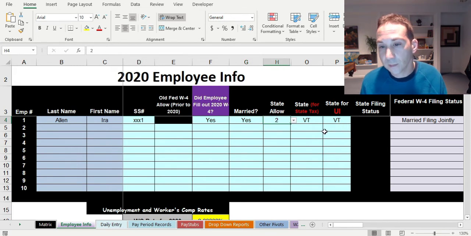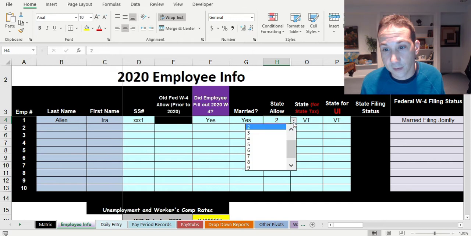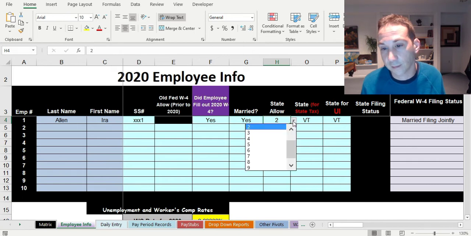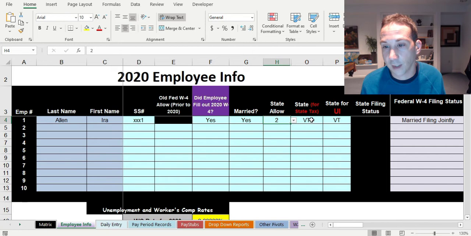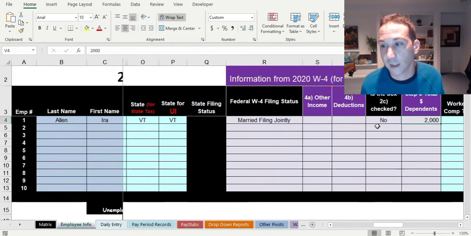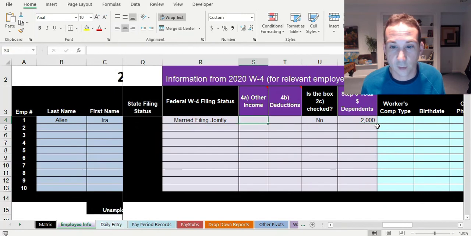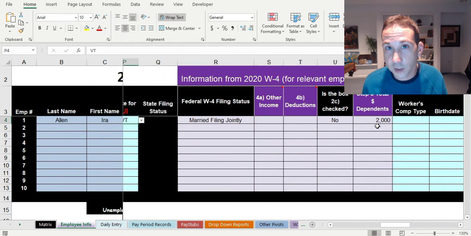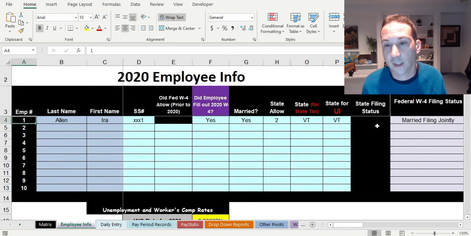So the state allowances or state deductions, itemized allowances or deductions you have, how many do they have? That's on the Vermont W-4 equivalent there. 1, 2, however many it is. The state that they're in, their state for unemployment insurance, and then as I mentioned before, these things that are related to the W-4 in this purple section here. Those are pretty much everything you need to get from your employee to figure out what kind of status they're in to be able to calculate the tax.